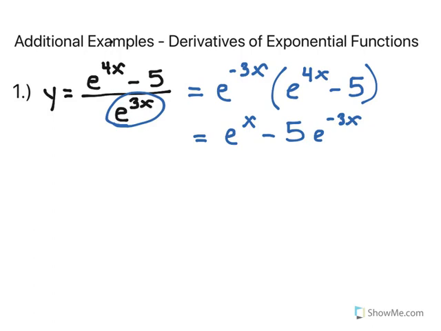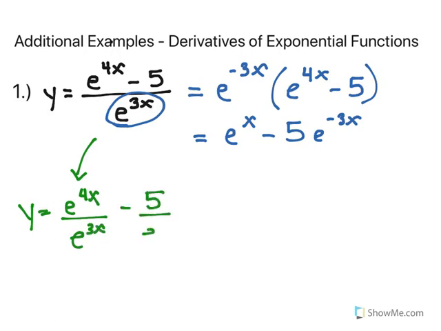You could also just go through, if you wanted to, and you could say that this is y equals e to the 4x over e to the 3x. You could do out the division, minus 5 over e to the 3x. And then subtracting exponents here, you would get e to the x, minus 5e to the negative 3x, okay? So either way you look at it, whether you choose to do it the way I did in blue or the way I did it in green, either way you're going to get to the same original function, okay? So these are both original functions.